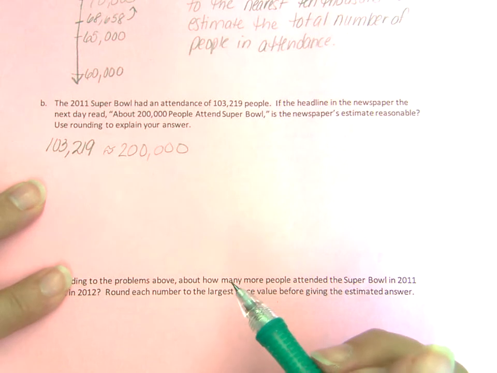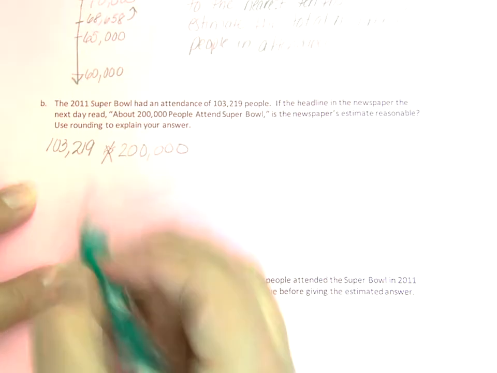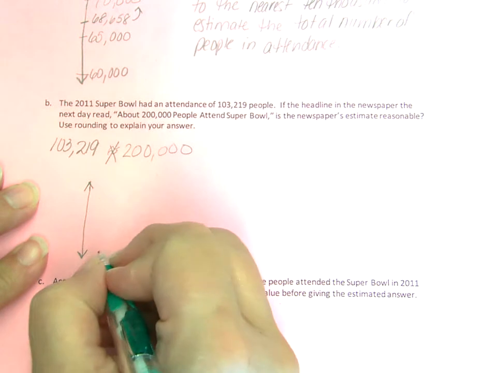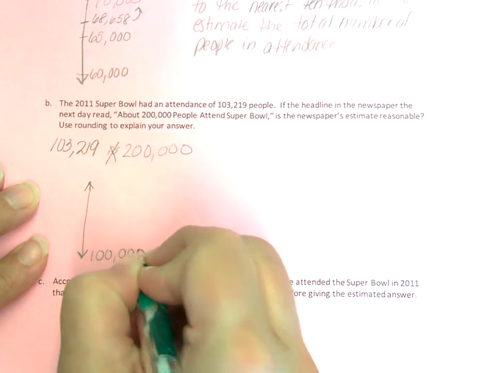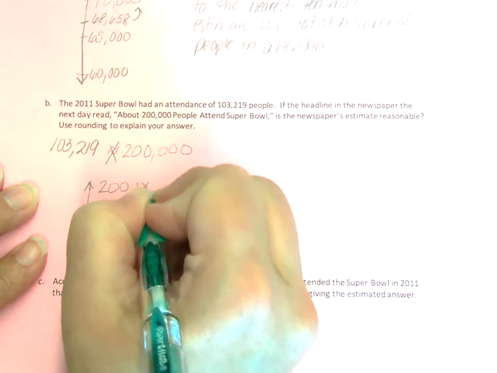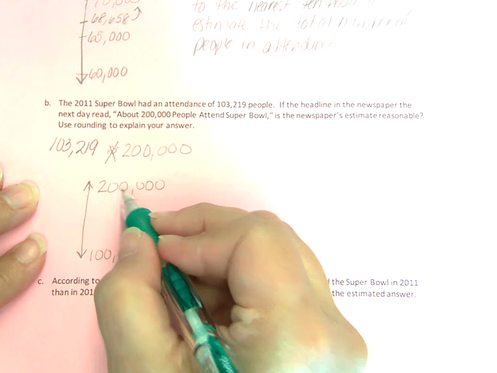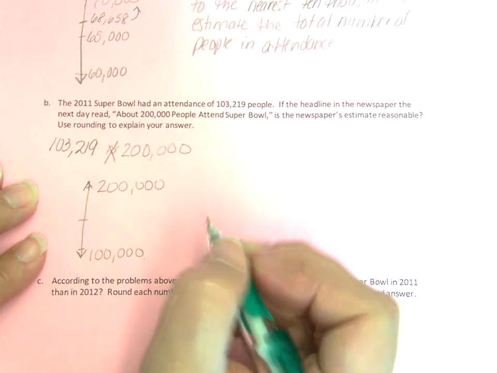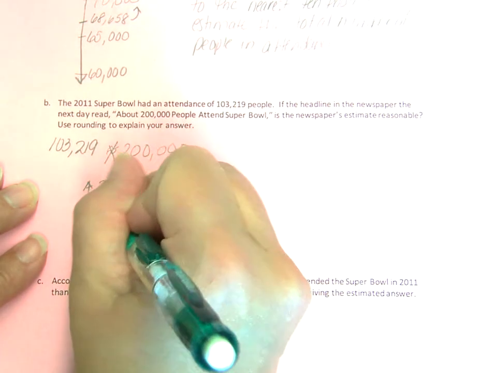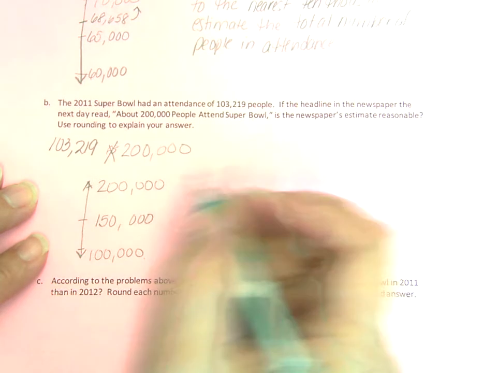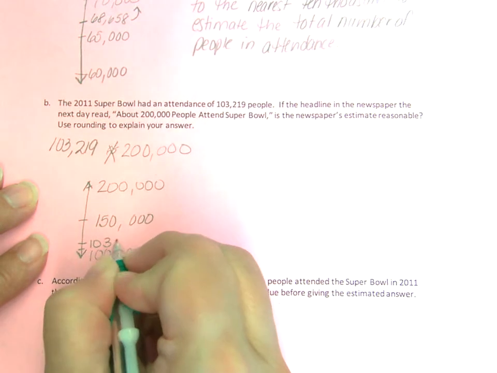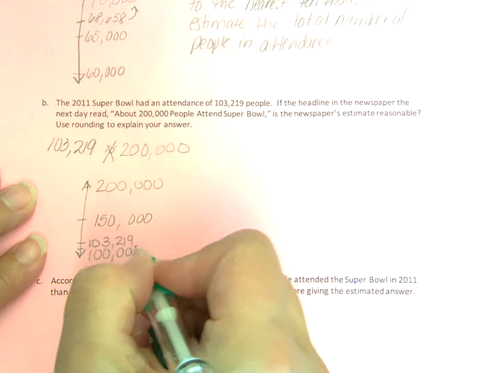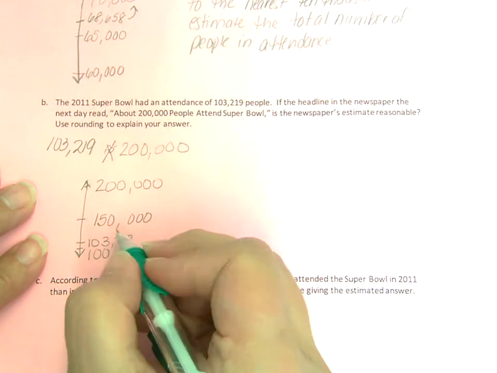That doesn't really make sense to me. Because when I think of my number line, and I think of, this time it looks like they were trying to round by the 100,000s, so I would have 100,000 at my bottom, 200,000 as my top number, and 150,000 is my midpoint. 103,219 will be way down here. Yikes. That does not round up to 200,000.